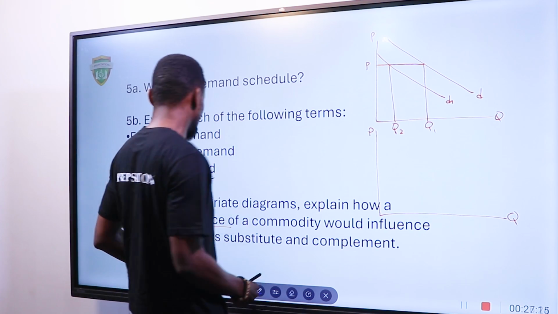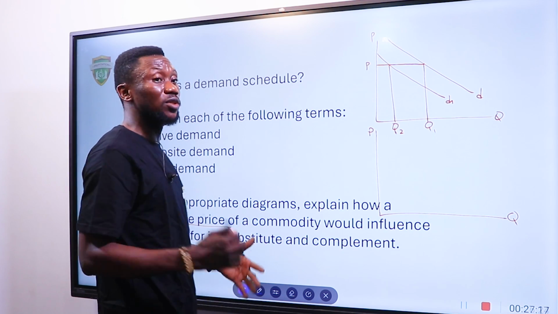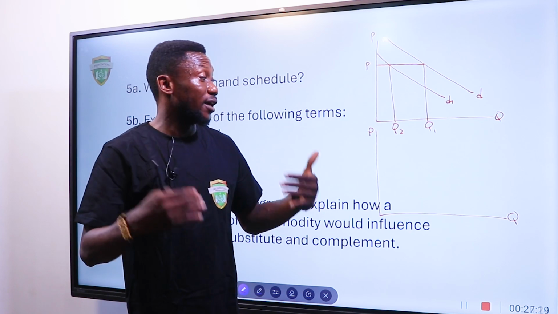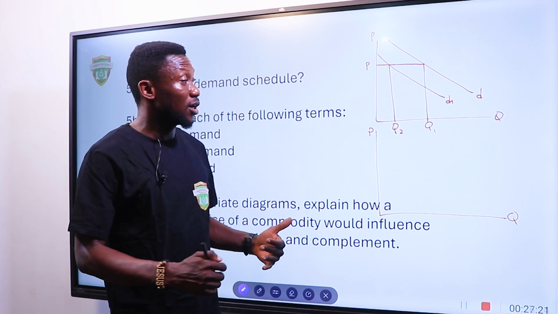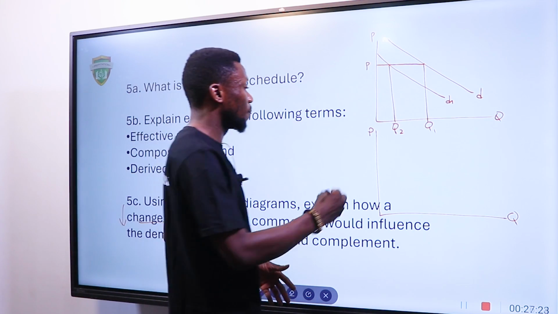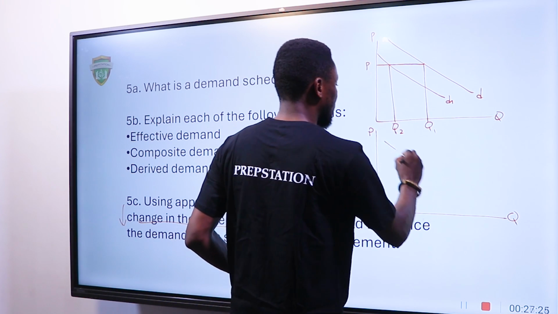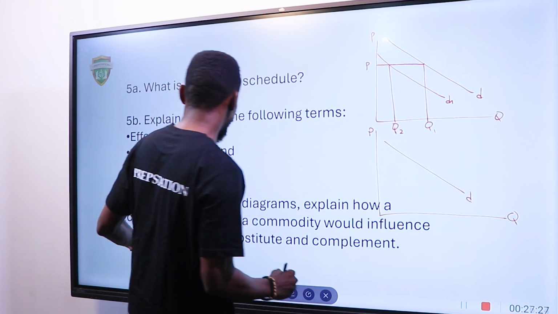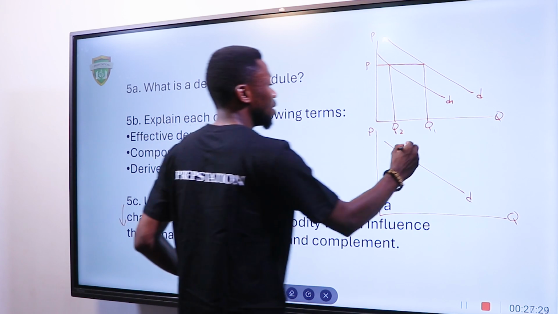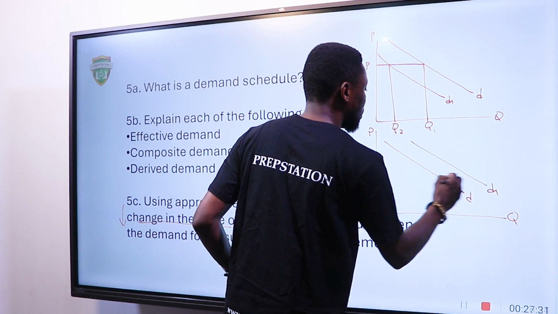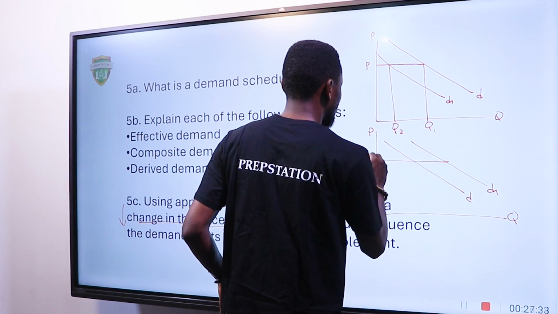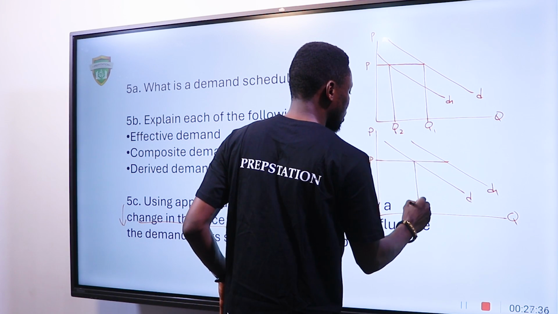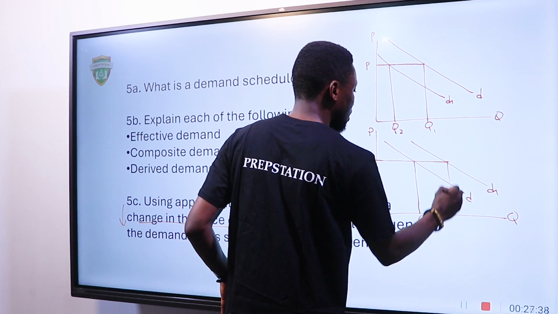So that's what happens. But for a complement, which means you need it to go together, like if the price of petrol increases, what will happen to the sales of cars? So if you look at this now, it's the same thing as a demand curve. What if the price of a substitute increases? It means people will buy more of the other one. P, just P like this, and this is Q1, and this is Q2.